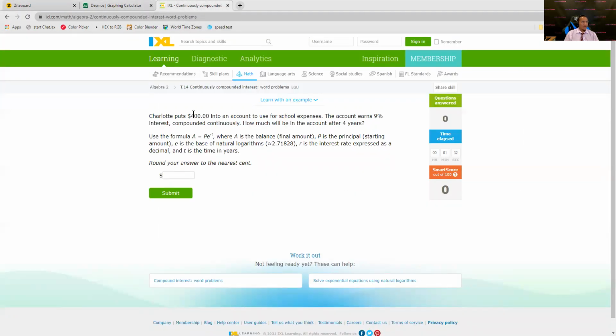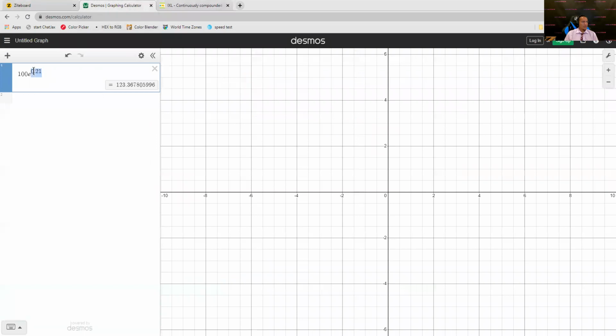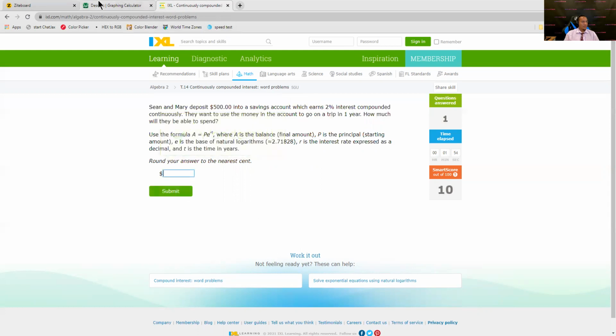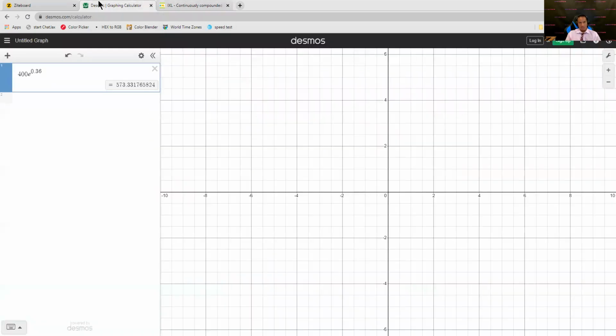Or look, this time it's 400 with 9% interest after 4 years. So you just do 0.36 because 0.09 times 4 is 0.36. And then you put 400 there. And the answer is 573.33 cents. And wonderful. Okay, so you understand it now, and it should be straightforward.